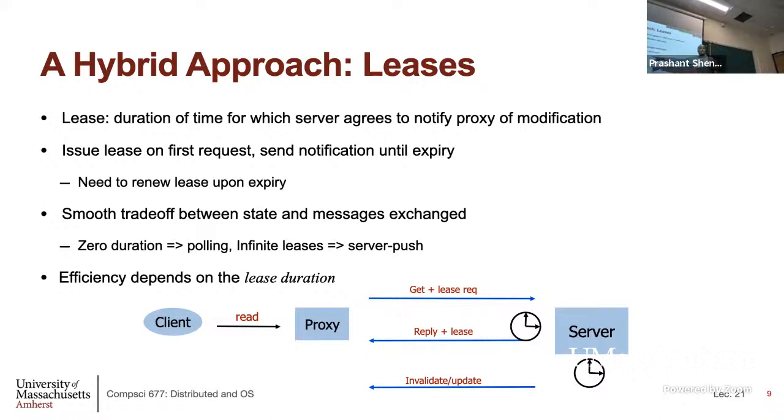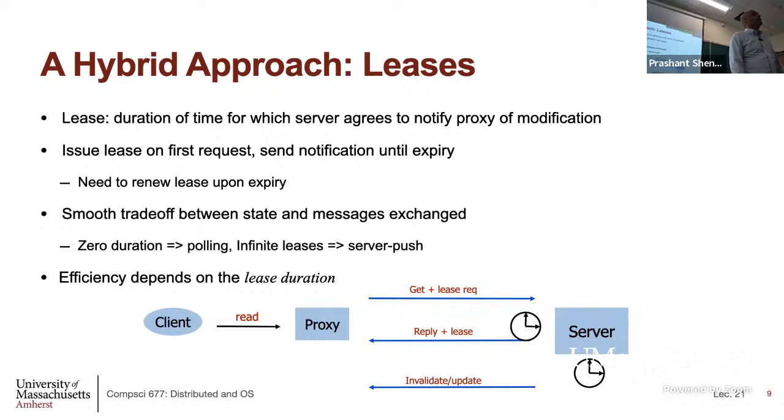So there's a client, and it sent a read. Read is essentially an HTTP GET request to the proxy. The proxy is sending a GET request plus a lease request to the server. The server sends an HTTP reply, but with a lease of a certain duration. And while that lease is active, you can keep getting invalidates or updates, so the proxy will not have to worry about whether this content is fresh or not. It can continue to serve requests for it. So that's the lease-based approach.